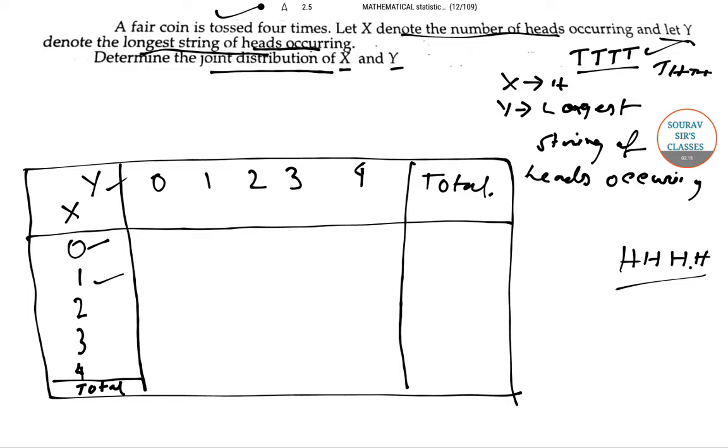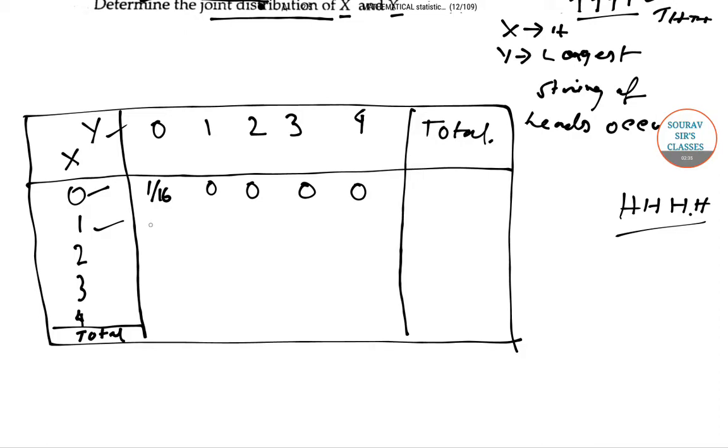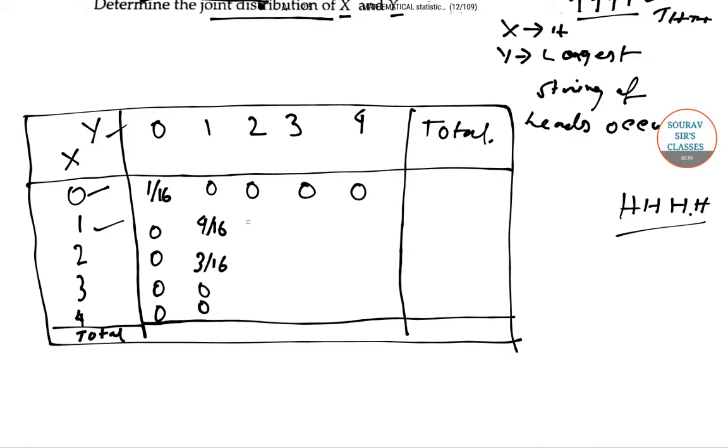Now we will find the joint probability distribution. Now for (0, 0), it will be 1 by 16. Now in a minute I will explain how we do it.